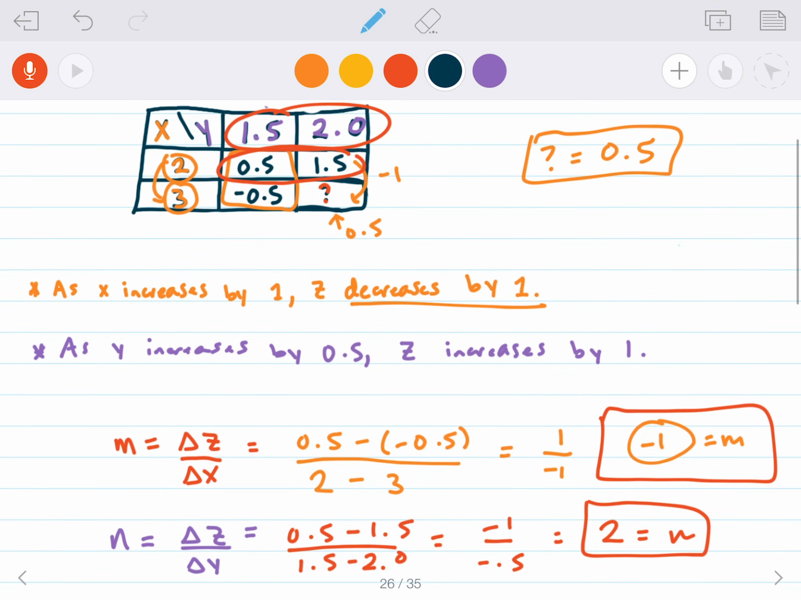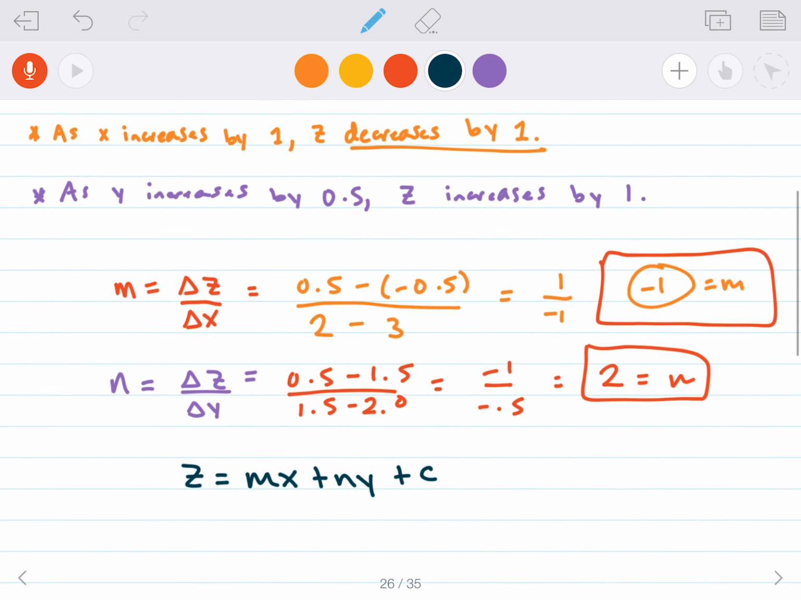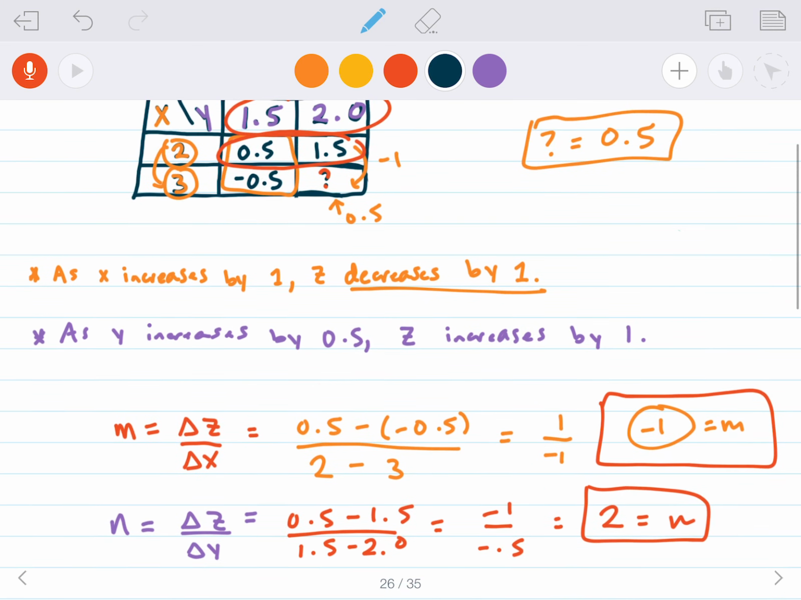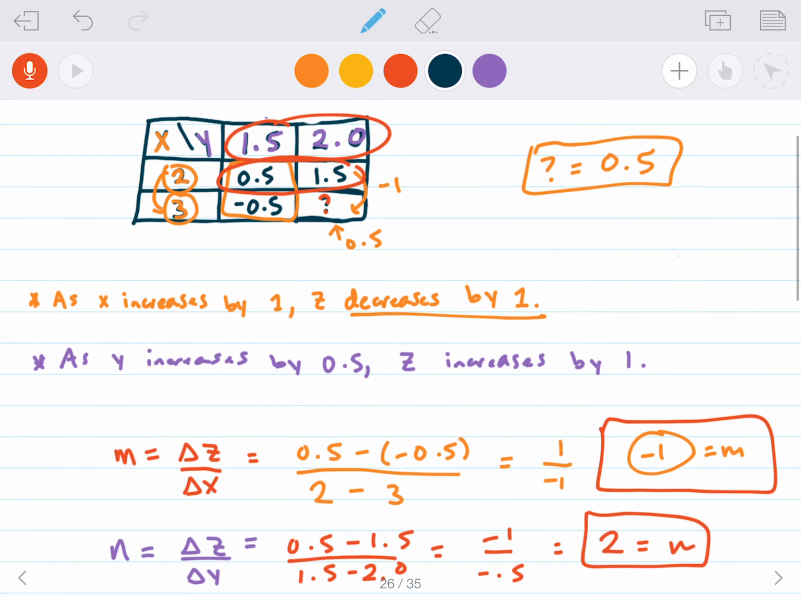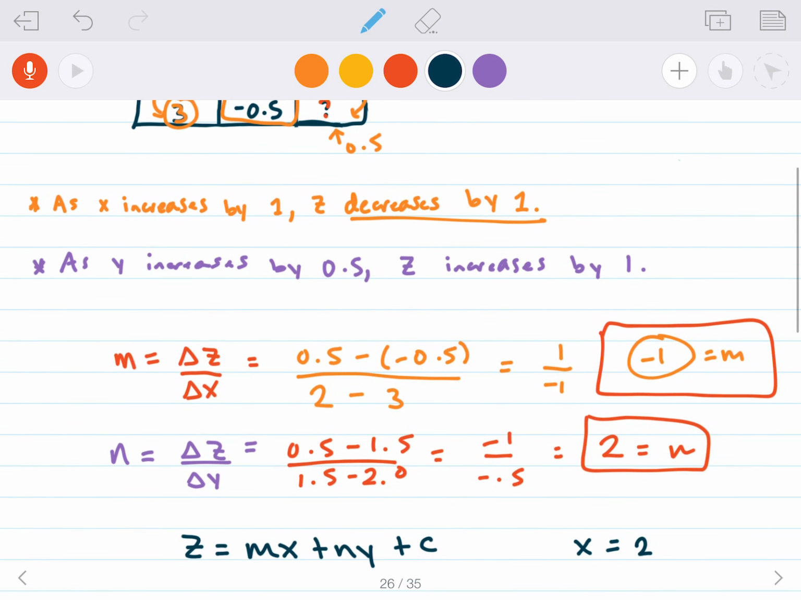You can pick whatever point you want, x comma y comma z. I'm going to choose x is equal to 2, and the corresponding y I'm going to pick to be 1.5, and the corresponding z is 0.5, okay? So that is that. I know what m and n are, so I'm going to plug all of these things into each value to solve for c. Let's go ahead and do that. So we have 0.5 equals negative 1 times 2 plus 2 times 1.5 plus c.